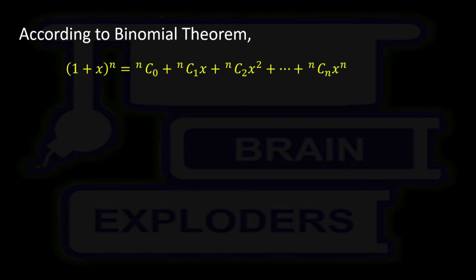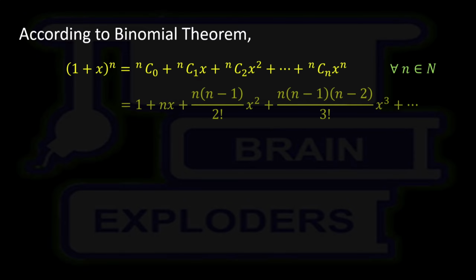According to the binomial theorem, (1 + x)^n is equal to nC0 plus nC1 times x plus nC2 times x squared and so on up to nCn times x raised to the power n. And this works for all n belonging to natural numbers.